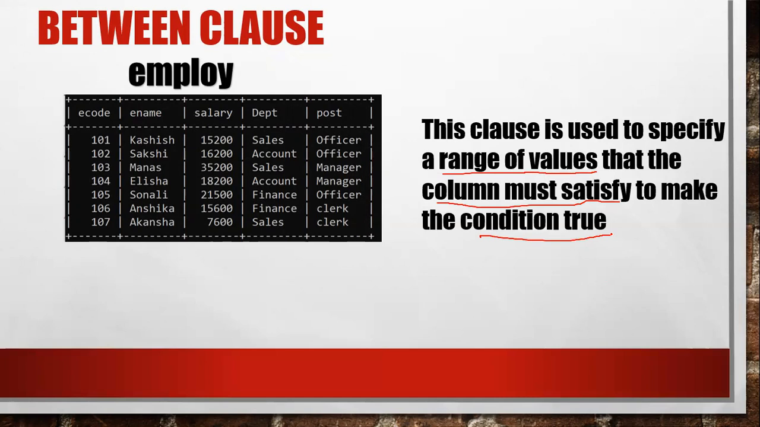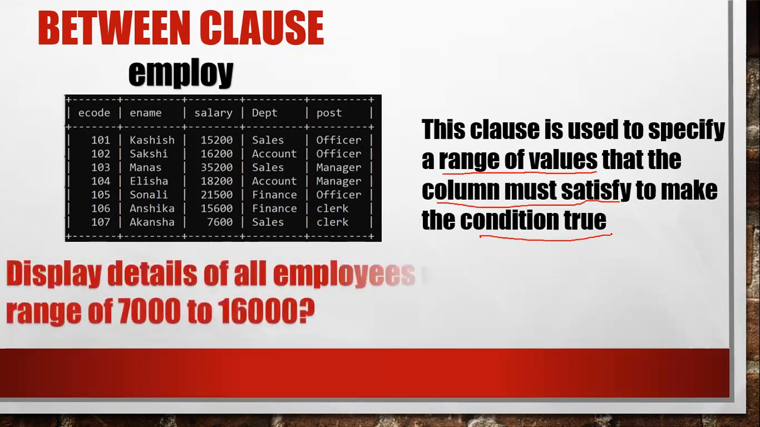If the value of that column belongs to that range, then only the record will be displayed, or we can say the condition becomes true. Okay, I repeat once again, we have to specify a range and a column name. If the value of the column belongs to the specified range, then the condition becomes true and you will get the record. Okay, so let us see an example.